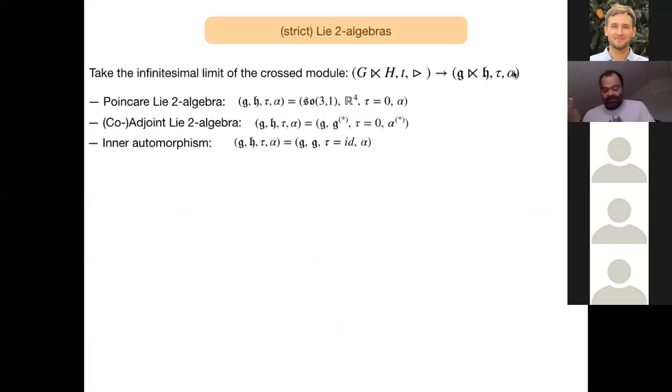We can then take the infinitesimal limit for these groups and go to what is called a differential crossed module, or an infinitesimal crossed module. Instead of dealing with groups, we deal with Lie algebras. Essentially, we take the d, for physicists, of that, and that's basically it. So then we deal with the Poincaré Lie two-algebra. The T-map is just zero here, it's constant. And then we have the inner automorphism two-algebra, which is given again by two copies of G. So that's pretty straightforward.